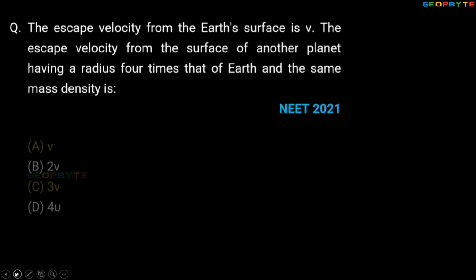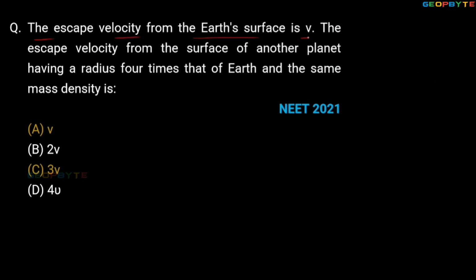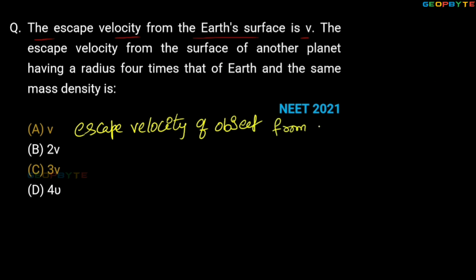Similarly, let us take another important problem. Look at the screen. It is asking like this: the escape velocity from the Earth's surface is v. Let me write that point. Escape velocity of the object from Earth's surface is given as v.